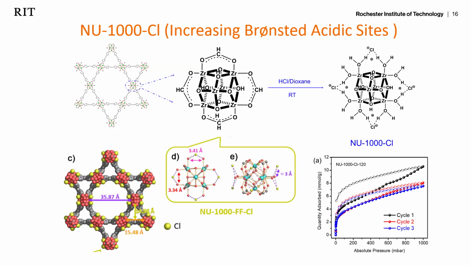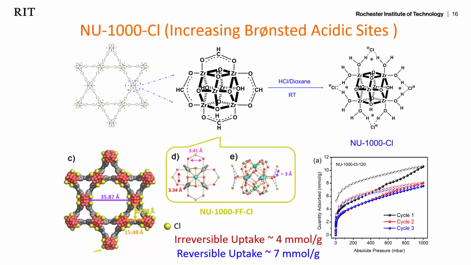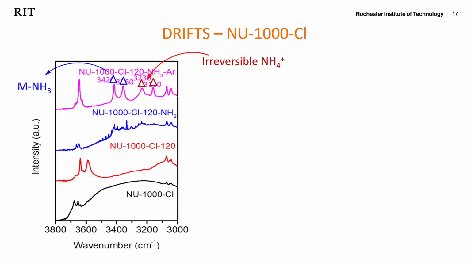We found that we do not increase the reversible uptake, but the irreversible uptake increased a lot compared to 2.5 and 4. Because it also has water, we thought it might be a similar issue. So we did the same thing. We did the ammonia purging, and then we heated up. We found both chemisorbed ammonia, and we got ammonium ions.